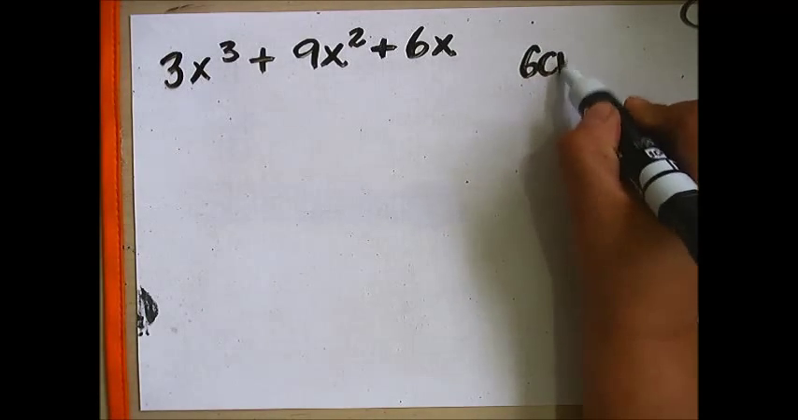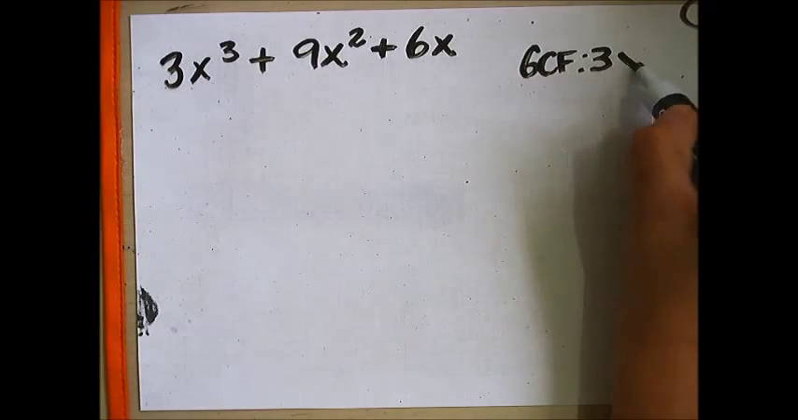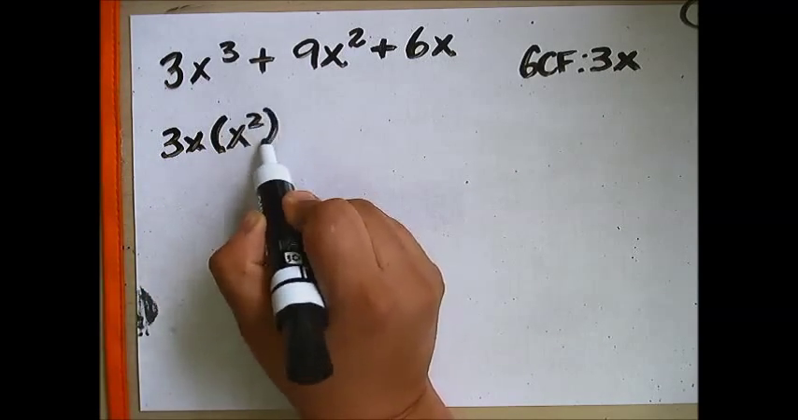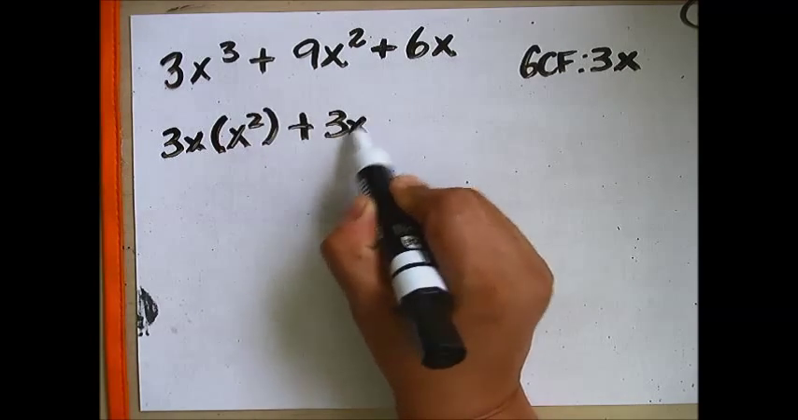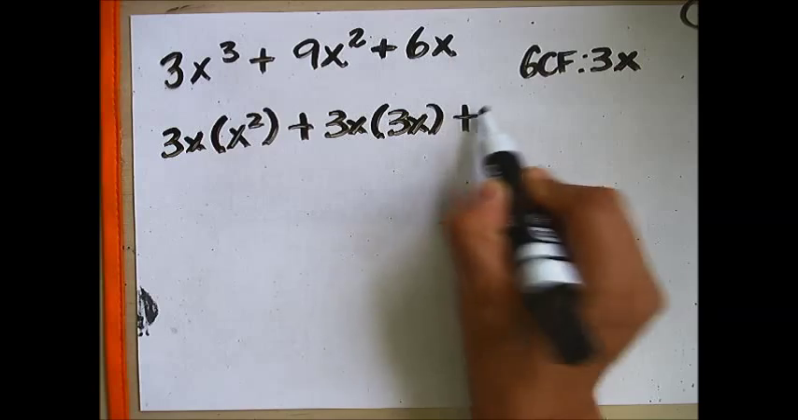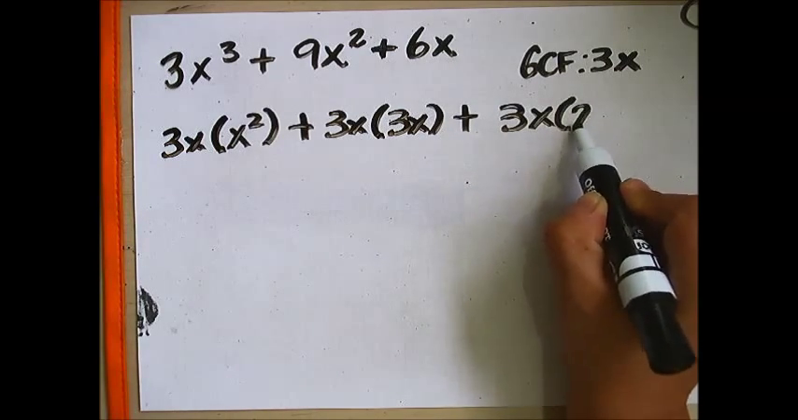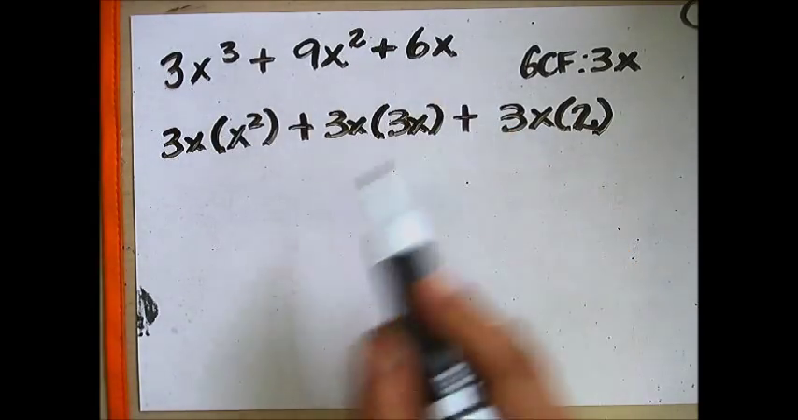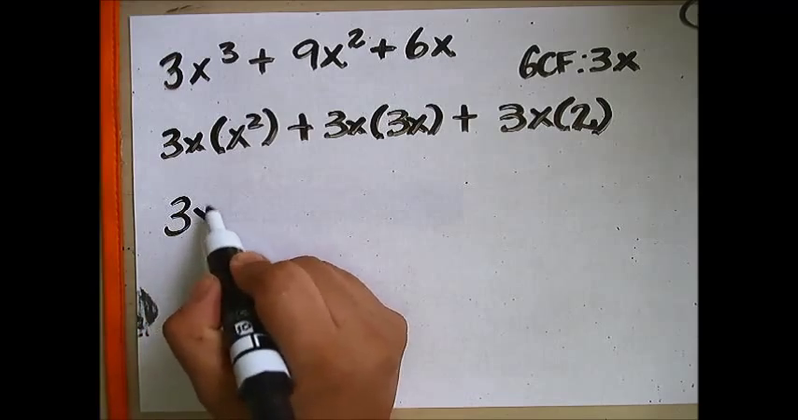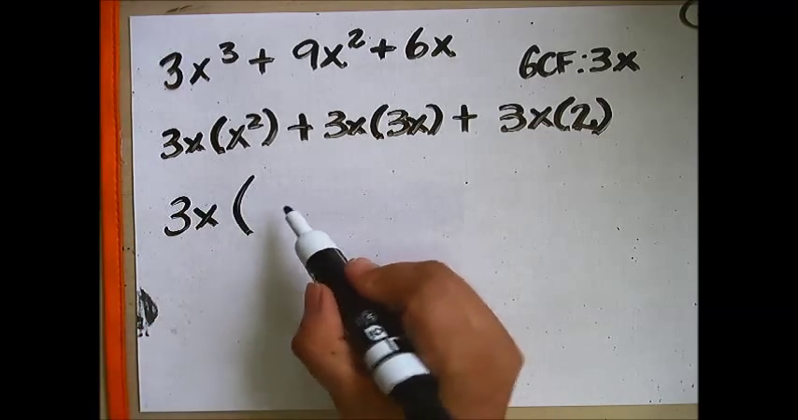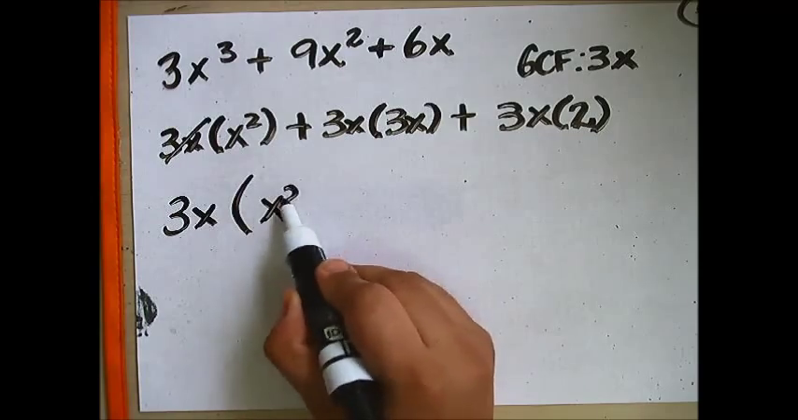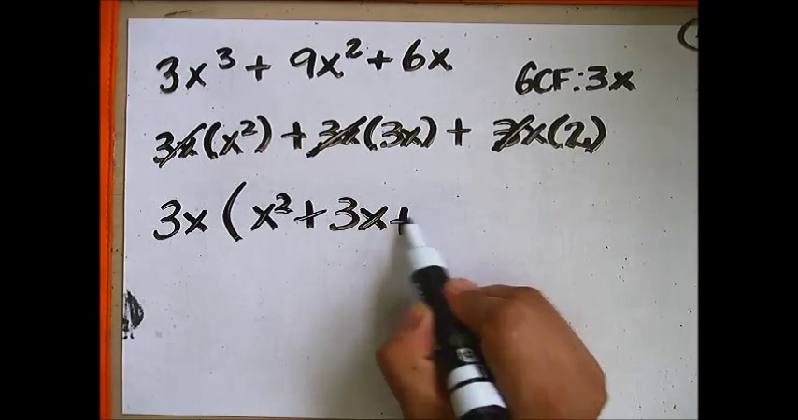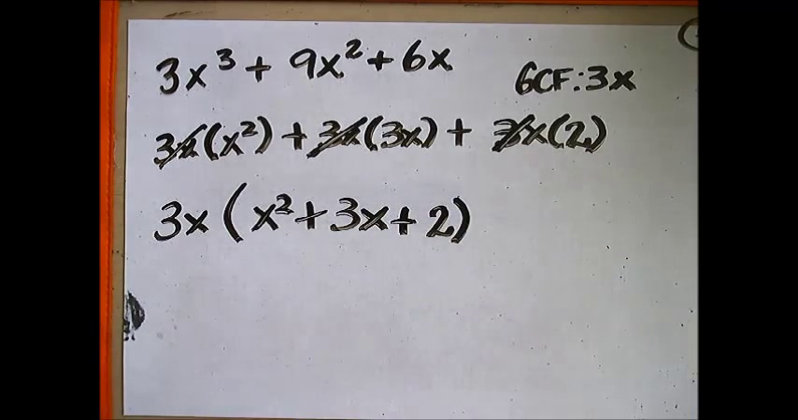The greatest common factor here will be 3 and just x. So we have 3x times x squared plus 3x times 3x plus 3x times just 2. And you can double check by multiplying these, and you should get these values right back. So now we're going to pull that greatest common factor out, and we get 3x times x squared plus 3x plus 2. And you're done.